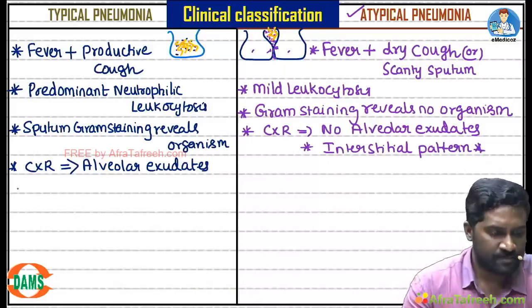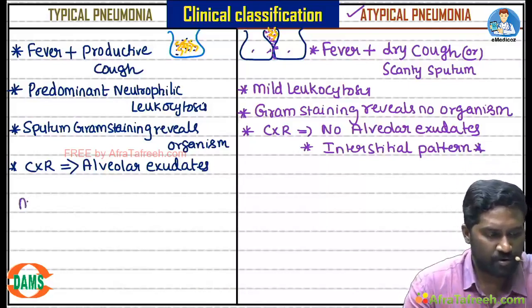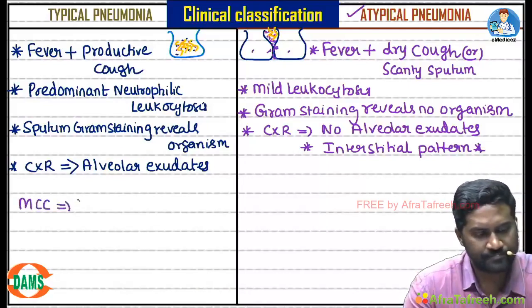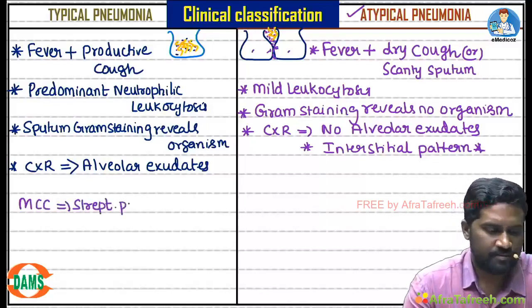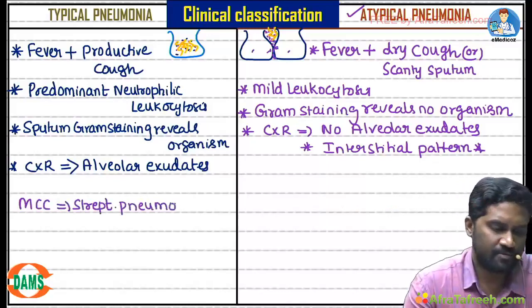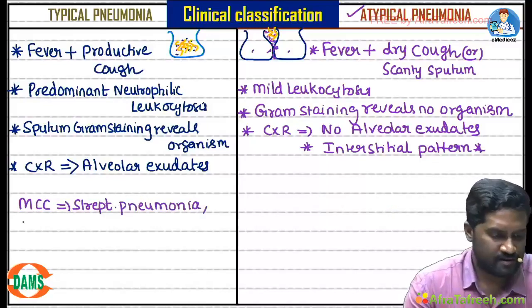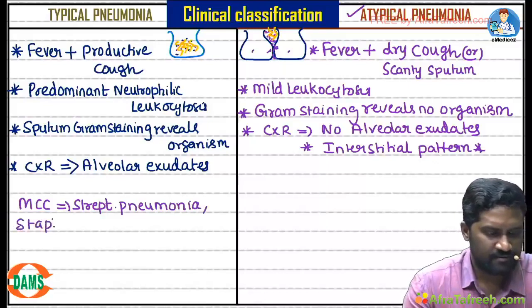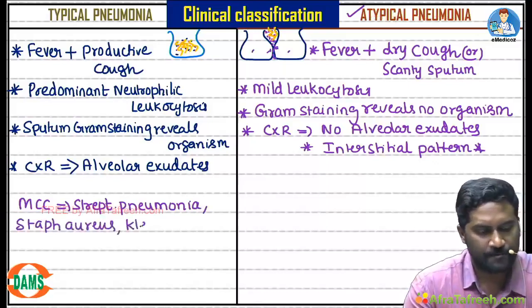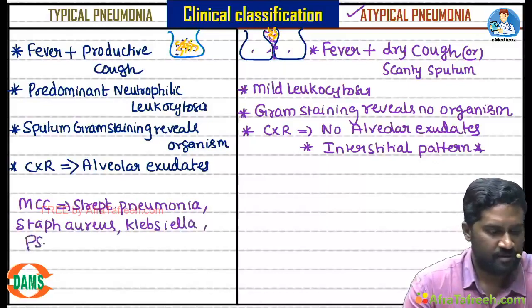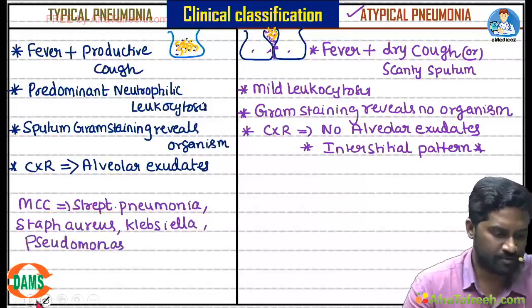Now if they ask you, what is the most common cause of typical pneumonia? Your answer should be streptococcal pneumonia. Along with that, other causes are Staph aureus, Klebsiella, Pseudomonas. But most common is generally streptococcus.